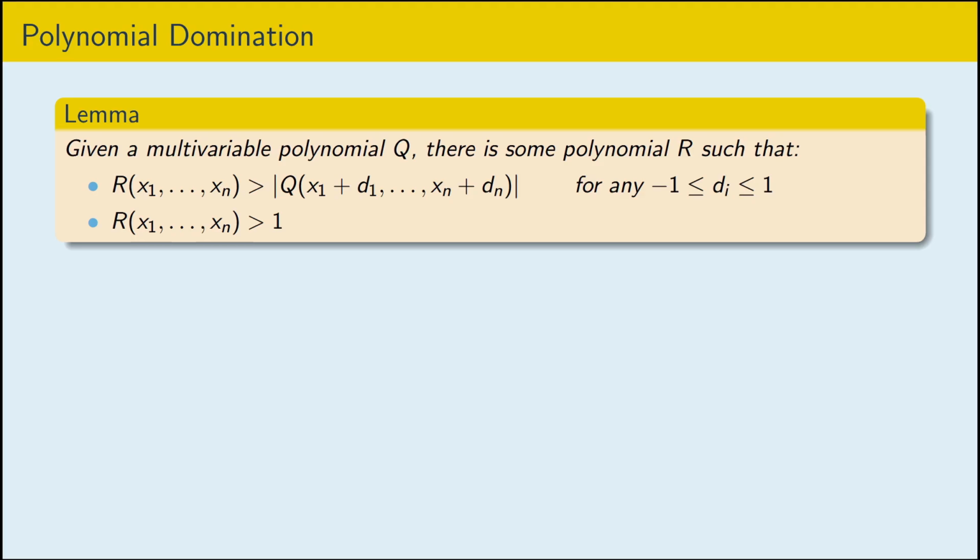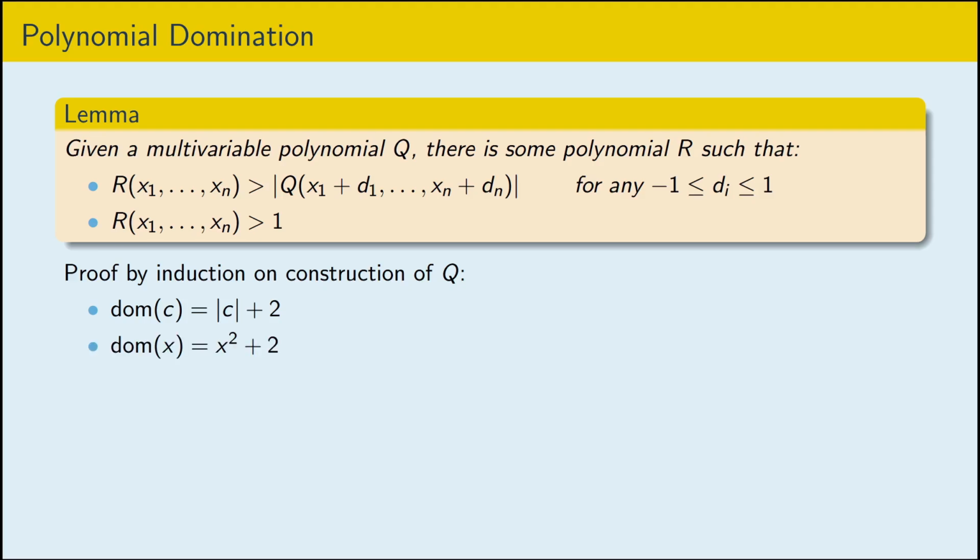Right, so given a multivariable polynomial q, we're going to want to be able to find some multivariable polynomial r that dominates it. The proof is by induction on the construction of the polynomial. If we have a constant polynomial c, the absolute value of c plus 2 will dominate it. My instinct would be to just add 1, but the plus 2 is necessary to make sure that the polynomial is larger than 1. If we have just a lone variable x, then x squared plus 2 will dominate it.